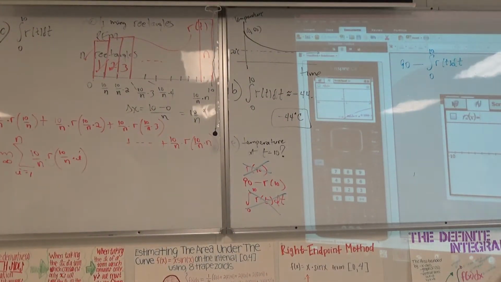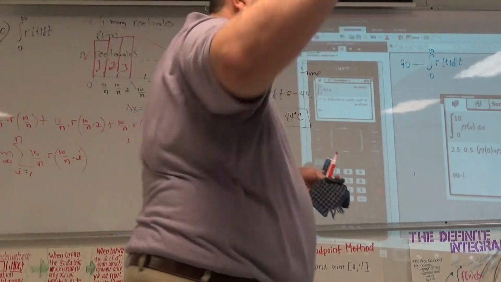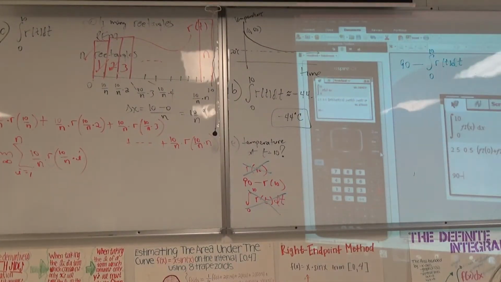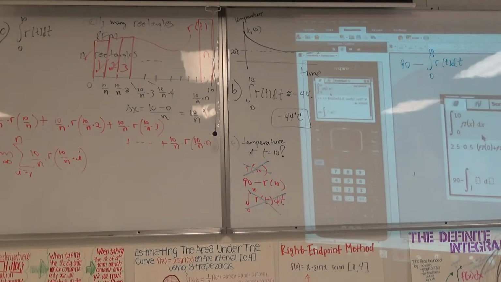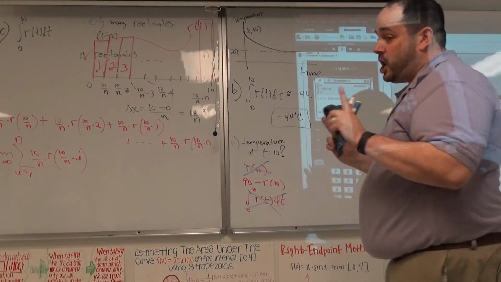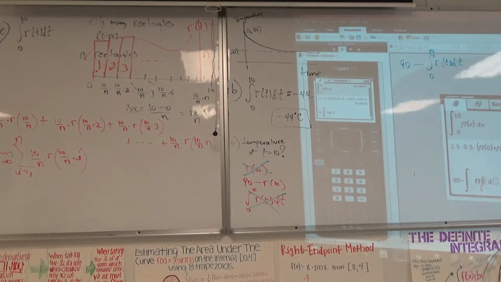And someone will tell me what's wrong. In just a moment, Abel. 90 minus the definite integral from 0 to 10 R of t dt. There's a really good reason why this is wrong. And once you see it on the calculator, you'll know why it's wrong.